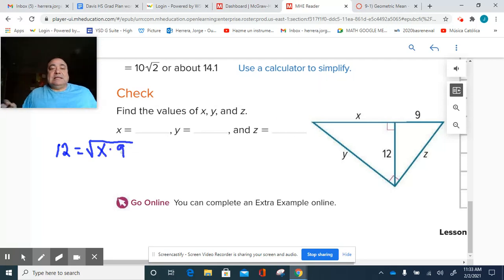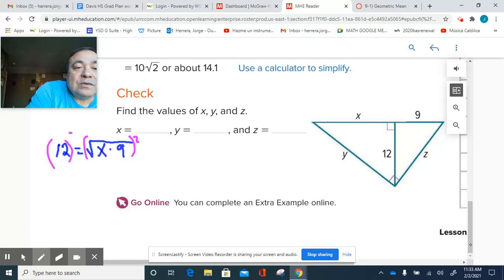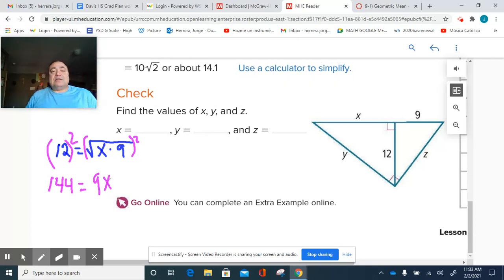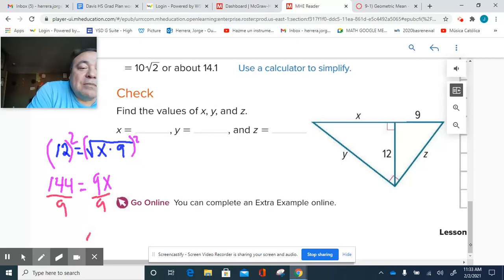And you say, oh my gosh, that's easy. How do you get rid of the square root? Well, we're going to square both sides. So we get 144 over here, and over here we get 9x, because that's how we get rid of the square. We're working backwards here, guys, because we were so good in quadratics. Now we divide everything by 9 and I get my value for x.